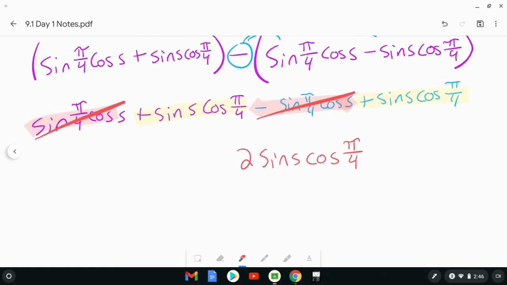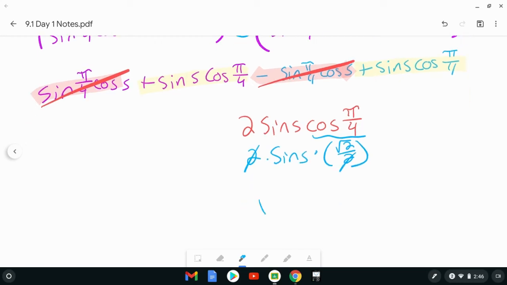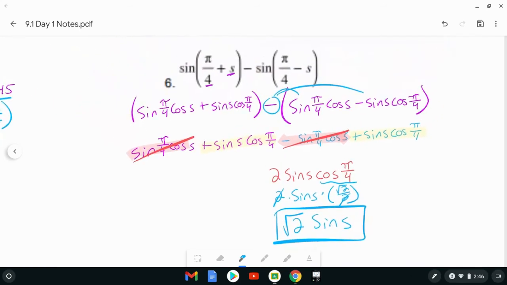All that we have left to do here is actually evaluate the value of cosine of pi over 4, which we know is the square root of 2 over 2. So when we multiply that by sine of s times 2, the 2's will cancel. So you're finally left with the square root of 2 times the sine of s. So again, in this problem, we need to split the two terms separately, and then we can evaluate once we have a trig function of an angle that we actually know from the unit circle.